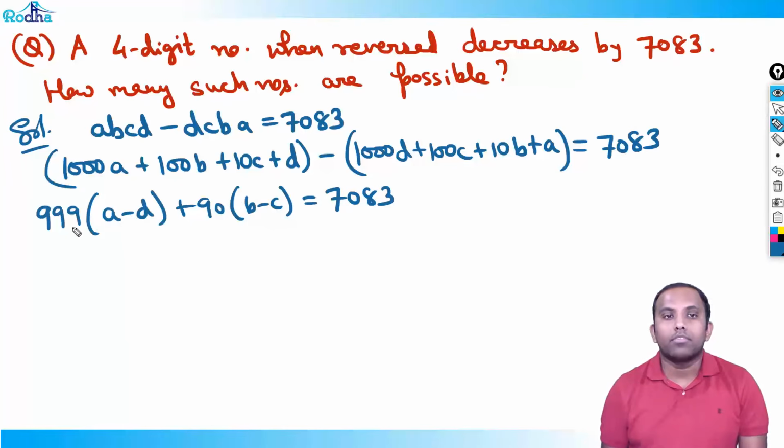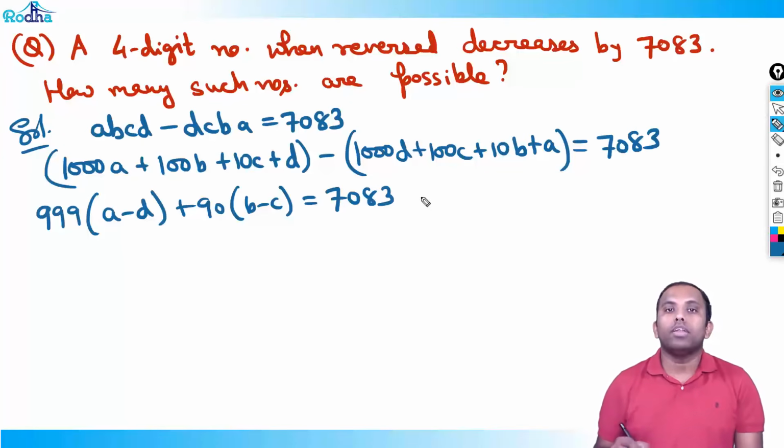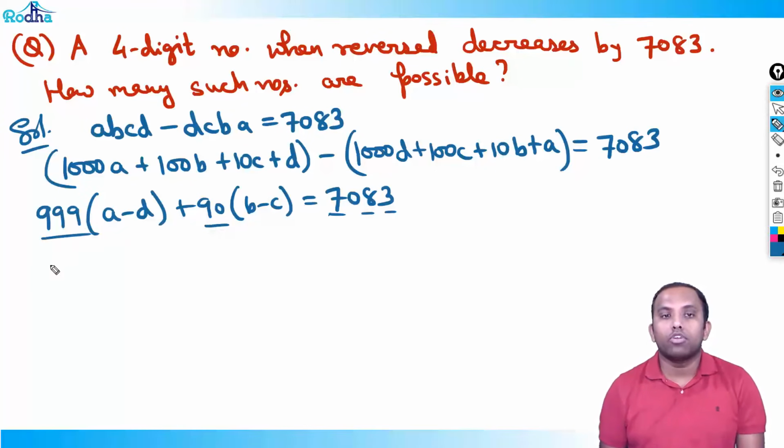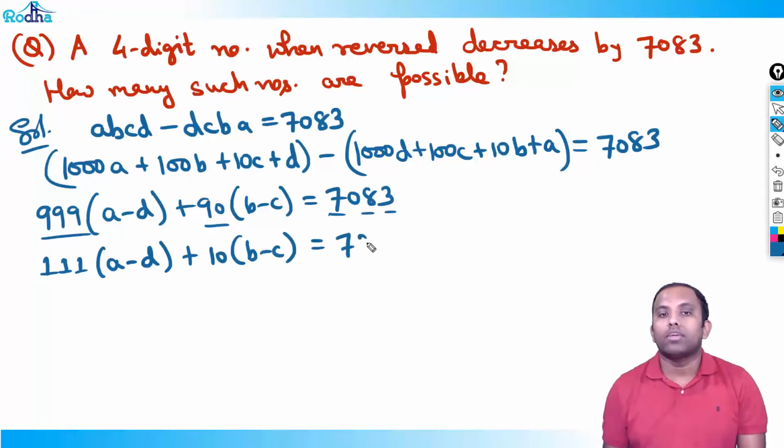So see, both sides are divisible by 9, because what is the rule for 9? What is the divisibility rule for 9? The divisibility rule for 9 is the sum of the digits should be divisible by 9. Okay, 7 plus 8 is 15, plus 3 is 18. So 18 is divisible by 9 and this is also divisible by 9, right? So we can divide both sides by 9. So dividing both sides by 9, I get 111 into (A minus D) plus 10 into (B minus C) is equal to 787.